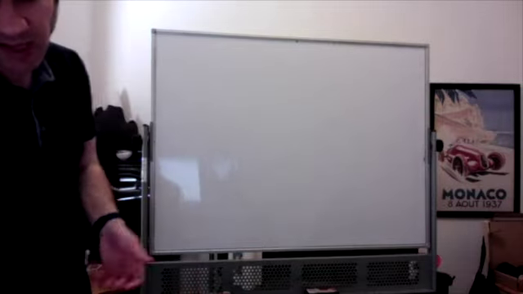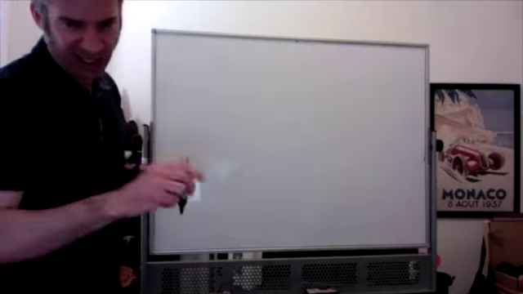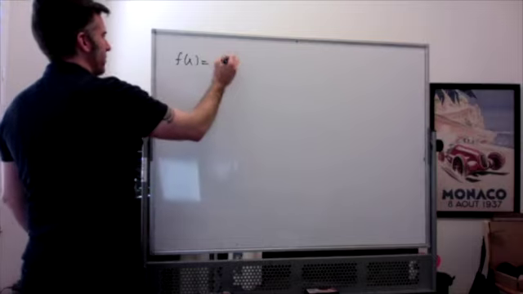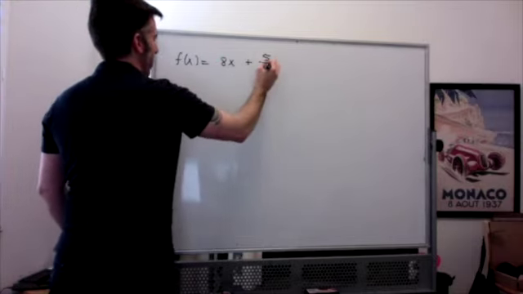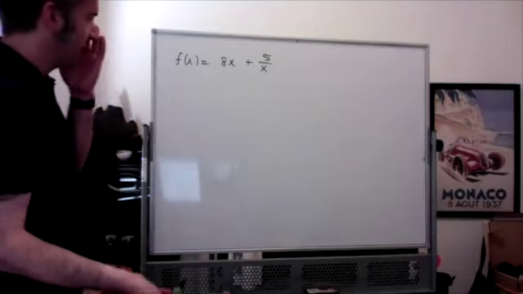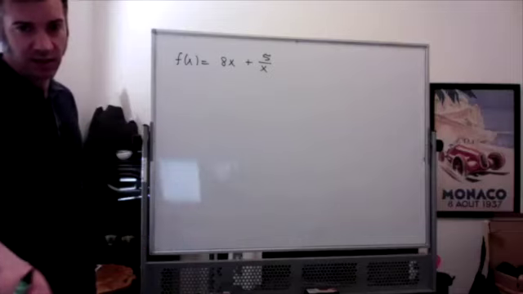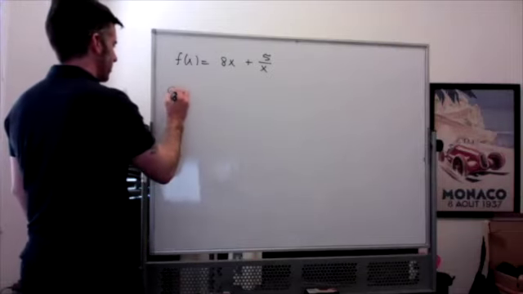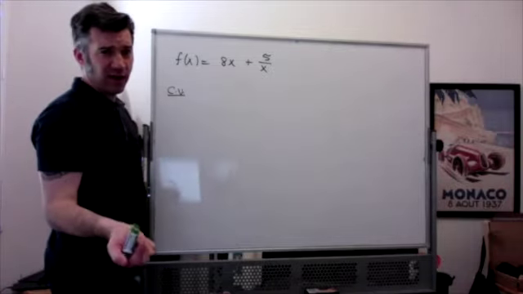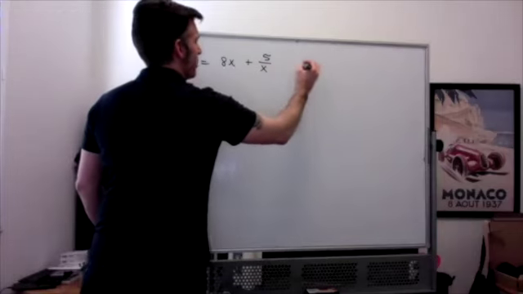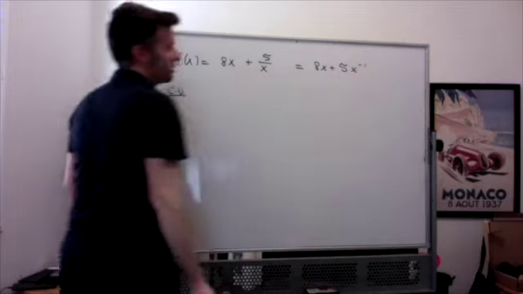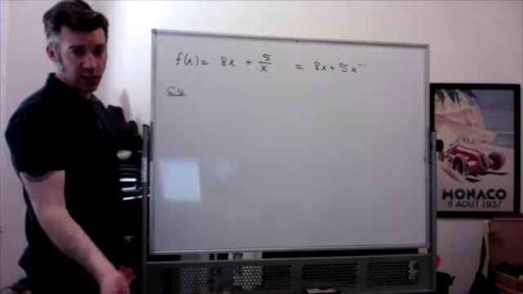So someone asked me a question and I asked for clarification, but I didn't get it, so I'm going to go with my best guess. Someone asked about the critical values of this function, 8x plus 5 over x, as well as other things. I think this is the right function, as well as increasing and decreasing. So let's find the critical values. We're going to take the derivative. I'm probably going to rewrite it as 8x plus 5 times x to the negative first. So then I'm going to differentiate.